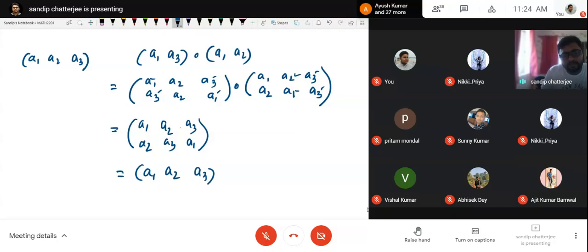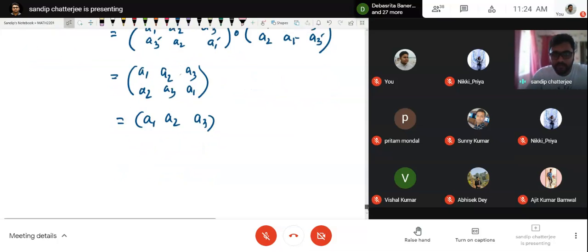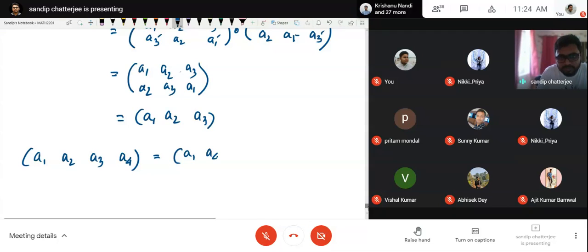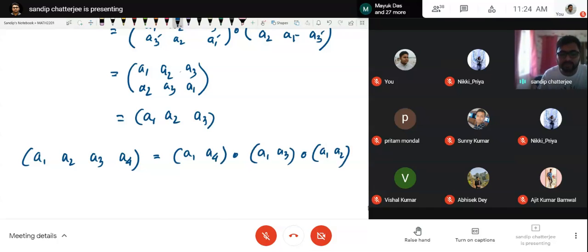So you can understand any (A1, A2, A3) can be written in this way: the cycle (A1, A3) composed with the cycle (A1, A2). Similarly, if you have four symbols A1, A2, A3, A4, you can write this as (A1, A4) composed with (A1, A3) composed with (A1, A2). You can check the result in a similar way that we have done, and the result will be the cycle (A1, A2, A3, A4).